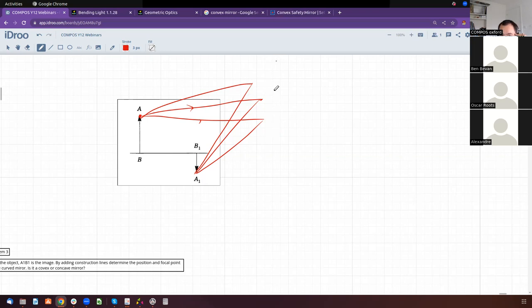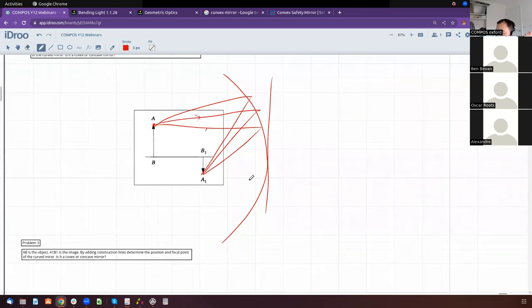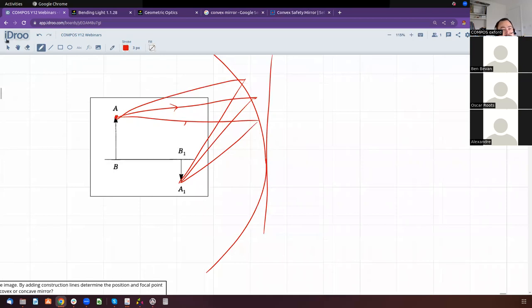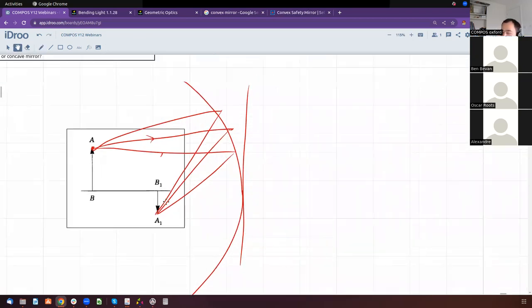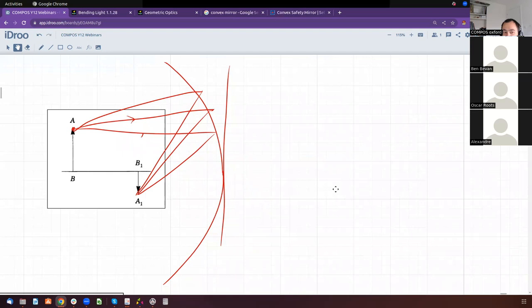Now, if the mirror was flat, this couldn't happen because a ray going like this won't bounce away. So the mirror has to be curved like this. It's a concave mirror. Right. Does this bit make sense so far? So when we understand that it has to be a concave mirror, that's a big thing.